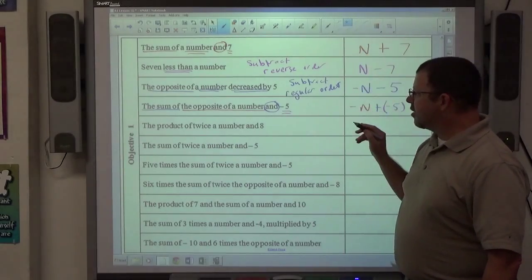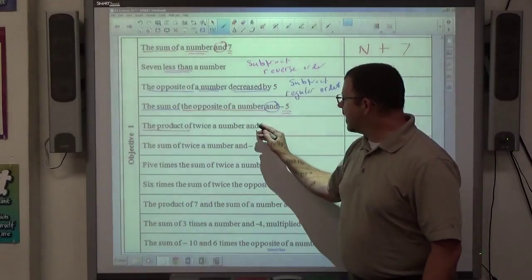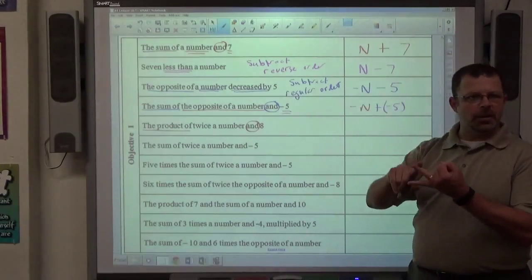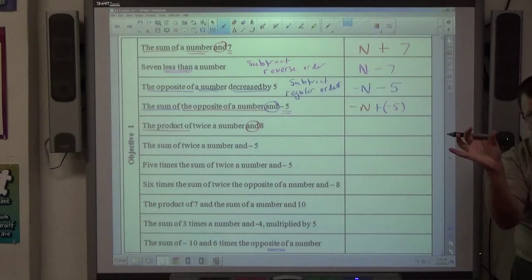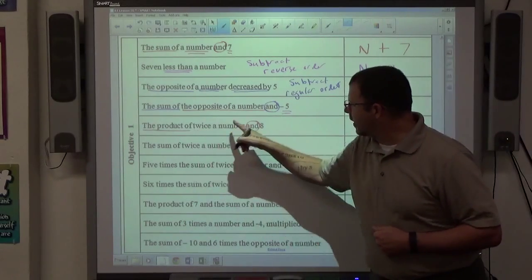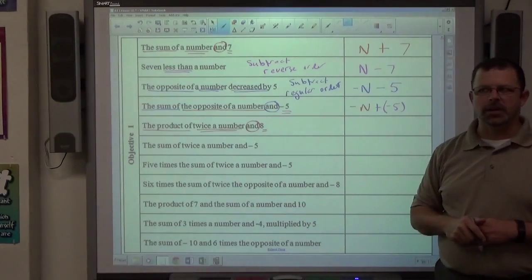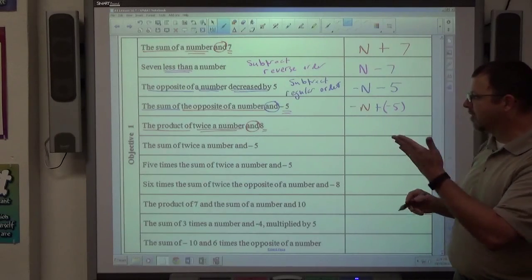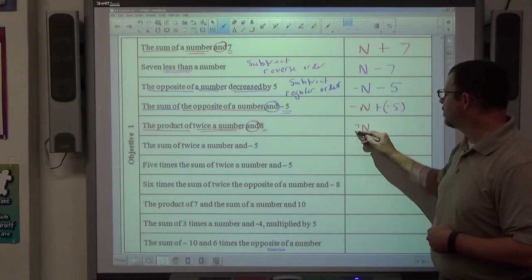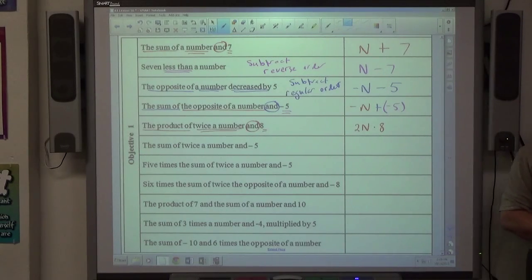Okay, next one says the product of. What does product of mean? To multiply. And again, anytime it's the sum of, the difference of, the product of, the quotient of, look for the word and to find out where the operation goes. So we're multiplying twice a number and 8. All right, what does twice mean? Times 2. So twice a number is 2n, and we're multiplying that times 8. So that's the direct translation, 2n times 8, product of twice a number and 8.